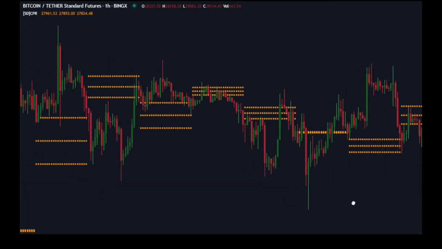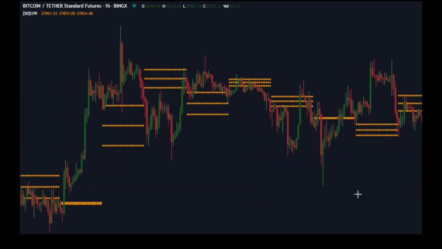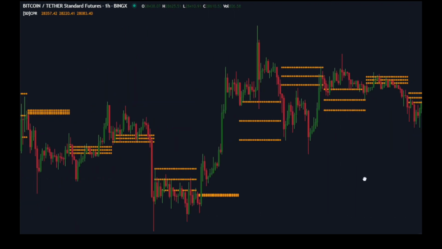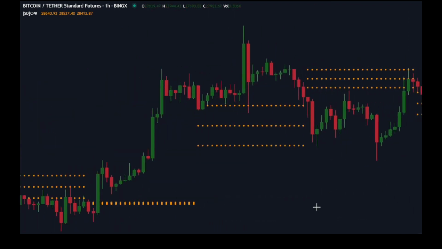Okay, we will go on to give an explanation of what information this indicator shows us. The upper line is the top center pivot range. The middle line is the previously discussed pivot line, meaning that this is the average of the high, low, and close. Finally, the bottom line is the bottom of the central pivot range.